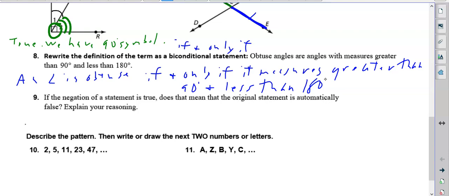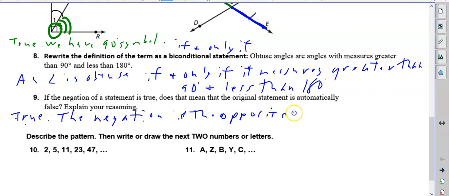Number 9, if the negation of a statement is true, does that mean that the original statement is automatically false? Right, so that's going to be true. And the reason is the negation is the opposite. So if your statement is true, the negation is true, the opposite of true is false.